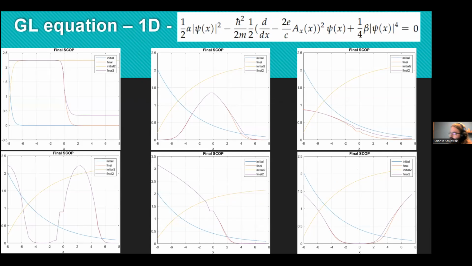On this slide, we can see the GL relaxation method simulation for the one-dimensional case described by the equation here at the top. Each of the results presents simulation results for intuitive and counterintuitive trial functions, as it is described on the plots, with initial being the intuitive function and initial 2 being the counterintuitive function.